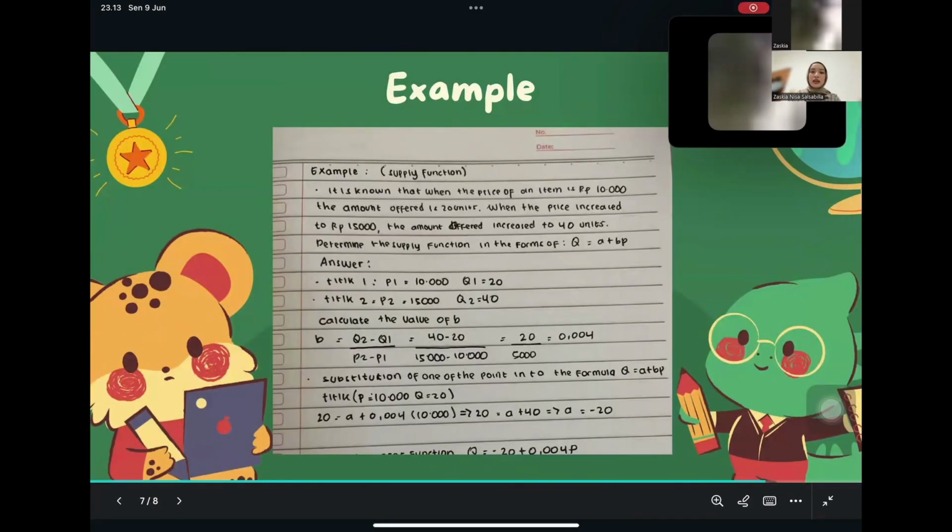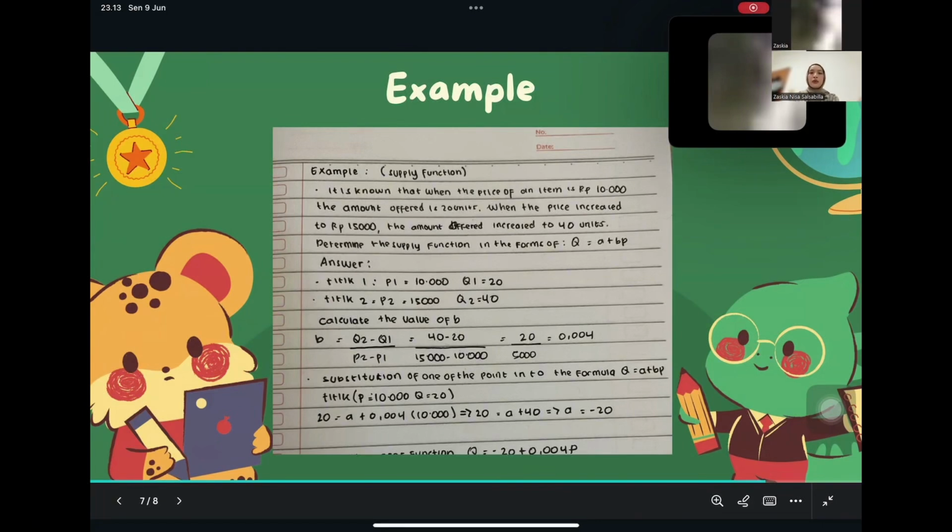Example: it is known that when the price of an item is 10,000, the amount offered is 20 units. When the price increases to 15,000, the amount offered increases to 40 units. Determine the supply function in the form of Q = a + bP.